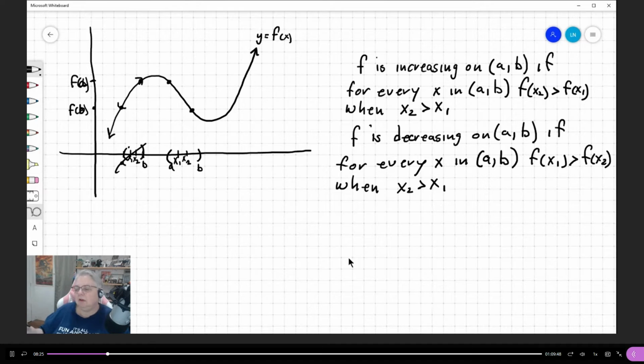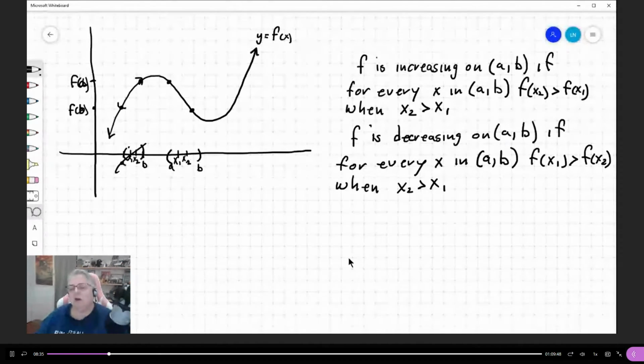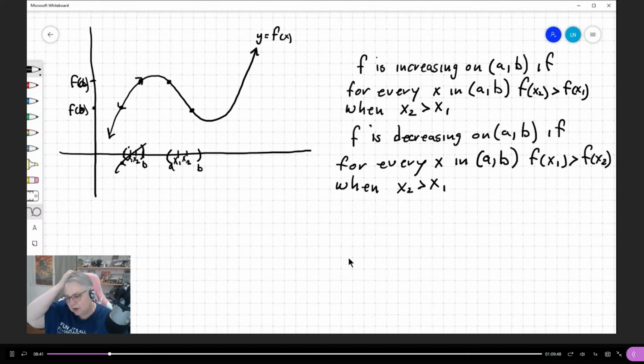Now, this was basically the definition that we used in pre-calculus. This was our visual definition for a function being increasing or decreasing. What I want to do now is extend that to the calculus that we have figured out at this point, which has to do with the first derivative.